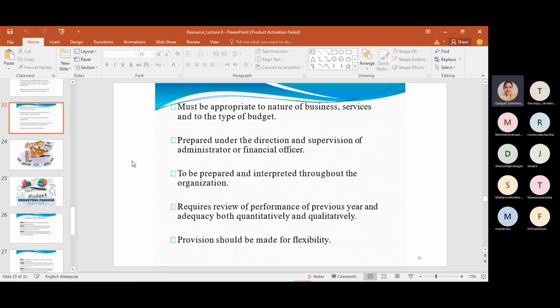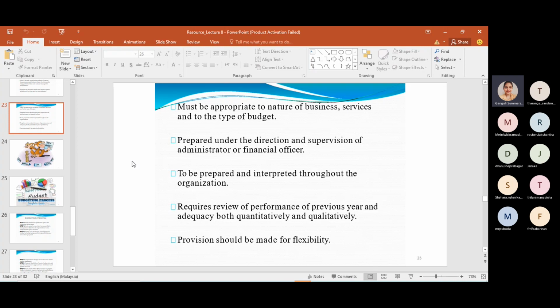And the other thing is, when we make a budget, we need to review the performance of the previous year, both quantitatively and qualitatively. When we prepare a budget, we need to consider the company performance of the previous year, how the company performed in the previous year. That should be considered when you are making a budget this year. So the past performance is very important and it should be considered when making a budget.